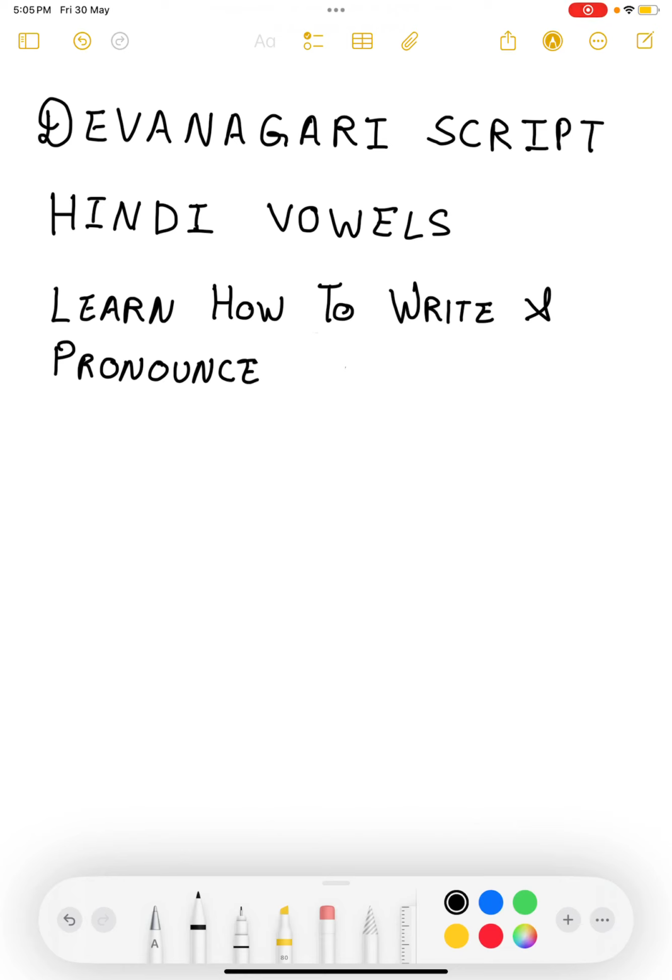Today we will learn about Hindi vowels. In our last lesson we talked about Hindi consonants. If you would like to review that video, you can find its link in the description below. So in this lesson we will learn how to write and pronounce the vowels in Hindi. As we all know, Hindi uses a script known as Devanagari script.